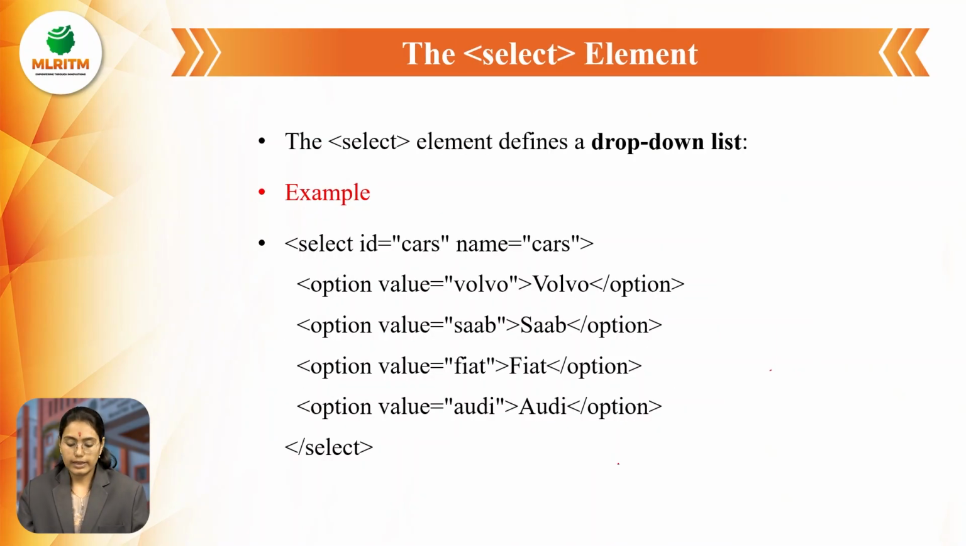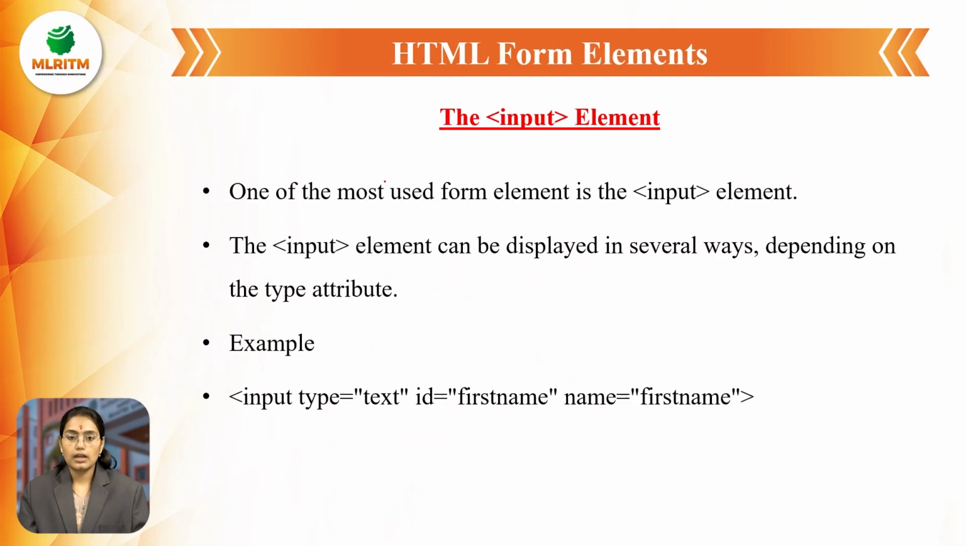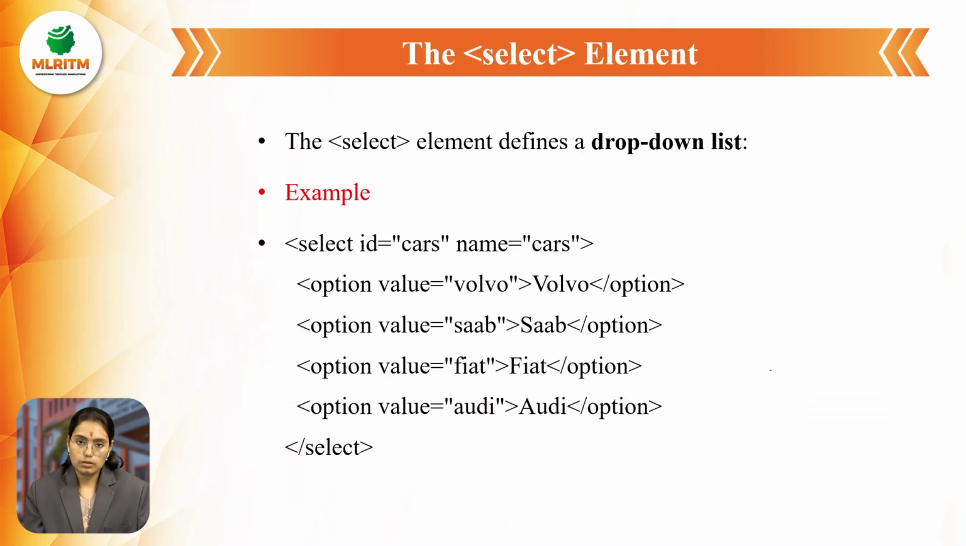Coming to the select element. After the input element, we are going to learn what the select element is. The select element defines a drop down list. When we want more options to select, like different types of cars or colors, we need a drop down list. So red, blue, pink, like that. If you have a drop down list, we can list whatever colors we want.